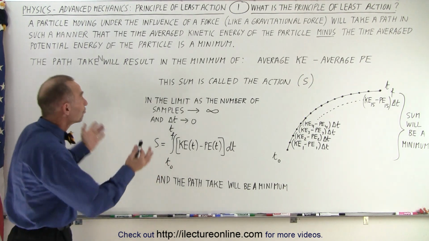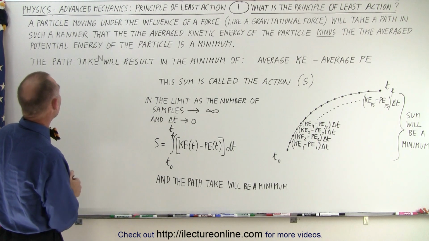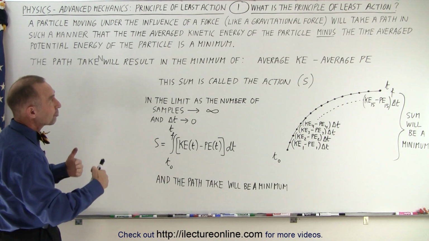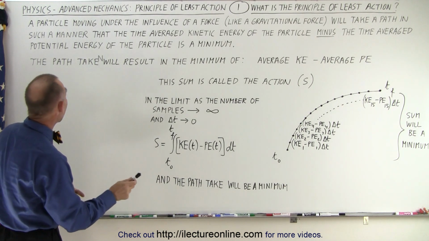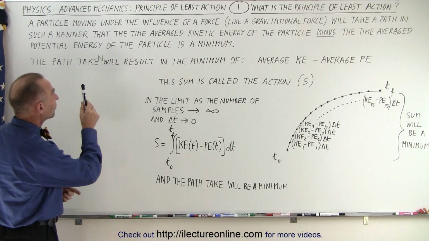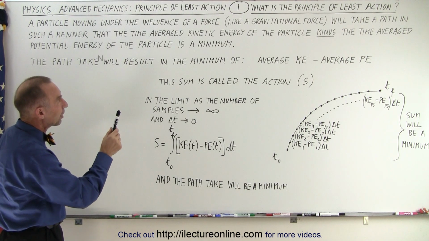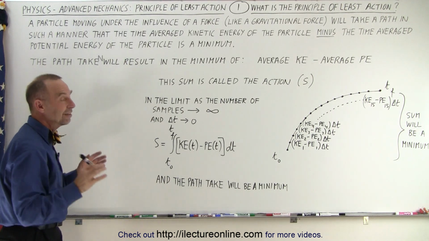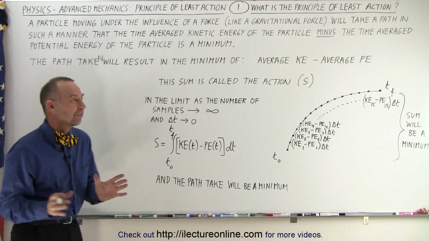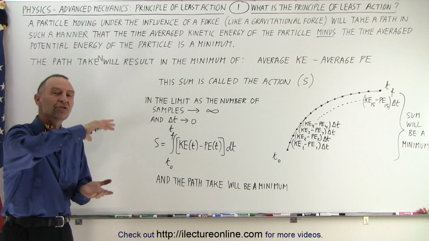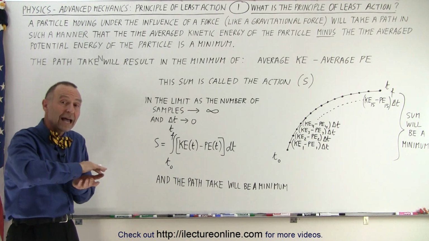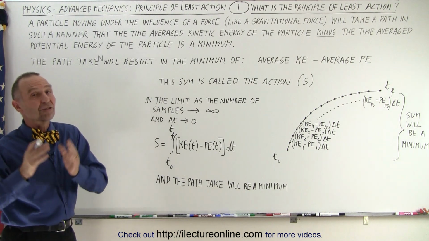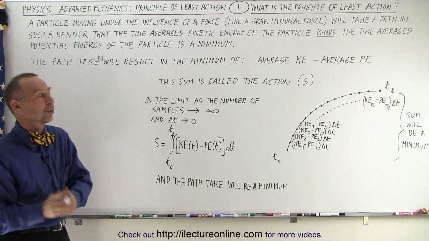So I try to put a standard definition down. Let's read it together. A particle moving under the influence of a force, like a gravitational force, will take a path in such a manner that the time average kinetic energy of the particle minus the time average potential energy of the particle is a minimum. And that's the key of the definition. If we take the time average kinetic energy, subtract from that the time average potential energy, the difference should be a minimum, and if it's a minimum, that will be the path the particle will take.